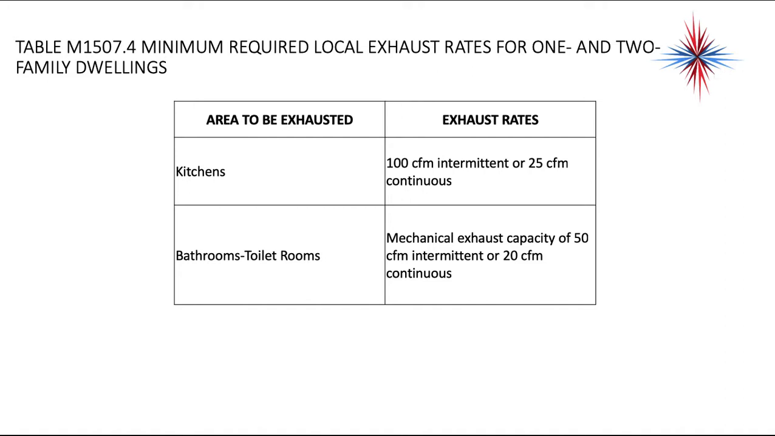Minimum required local exhaust rates for one- and two-family dwellings, okay, is actually relatively easy. For kitchens, you have to have 100 CFM of exhaust intermittent. In other words, I'm turning it on and off when I need it, or 25 CFM continuous. For bathrooms and toilet rooms, mechanical exhaust capacity of 50 CFM intermittent or 20 CFM continuous. These are the requirements according to building code. Has to be exhausted outside.